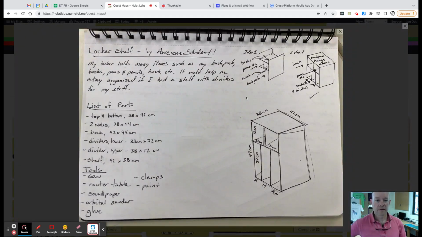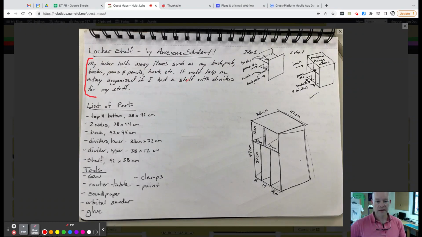Here's a plan by somebody called Awesome Student, and they're going to build a locker shelf. Now this plan has quite a bit more in terms of details. They thought in much more detail here about what they're going to need. They related it to the things that are in that space that they're going to put it in.